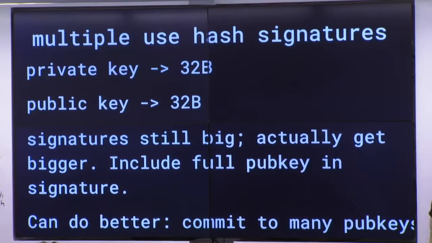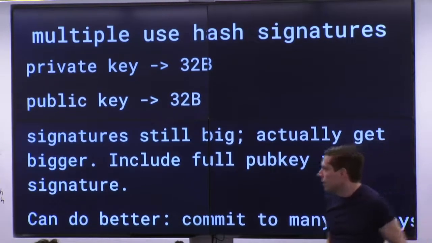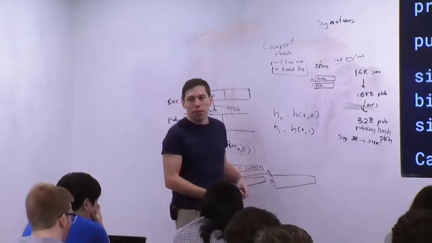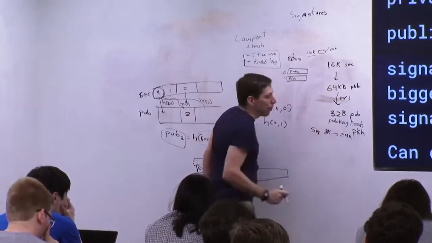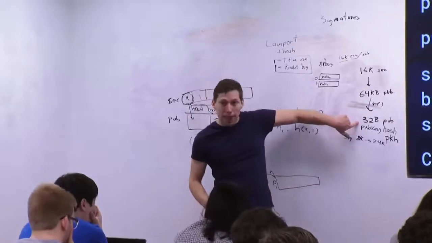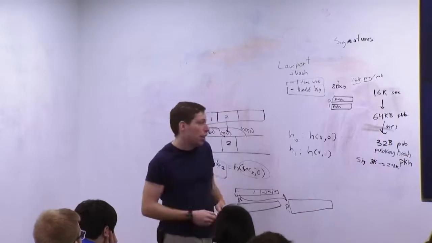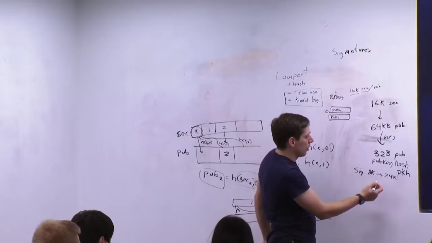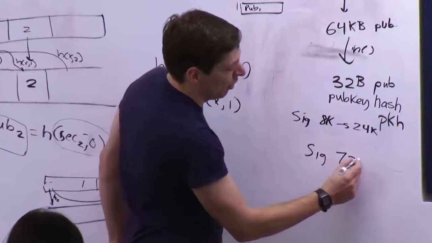The problem, the signatures are still big. They actually got a little bit bigger because they include the full public key in the signature. And let's say we had one of these things where we make a bunch of public keys and commit to them at the outset. So you say, okay, I've got a 64 kilobyte pub key. I can commit to the whole thing by hashing it. However, then when I reveal and want to give you a signature, my signature is now whatever it'll be, like 72, right? Signature would be 72 kilobytes. Kind of huge.